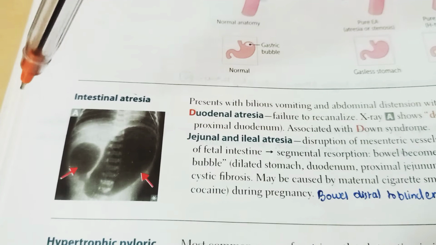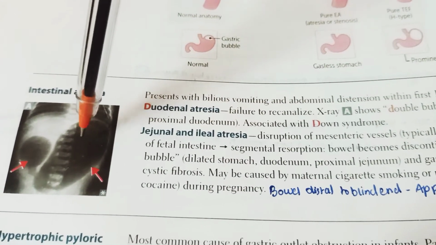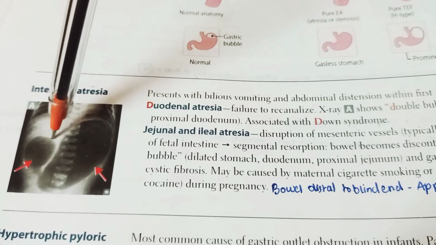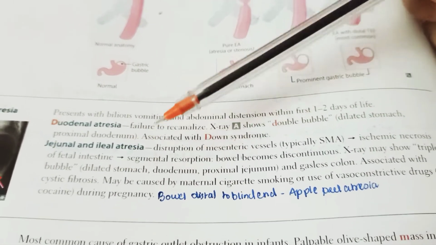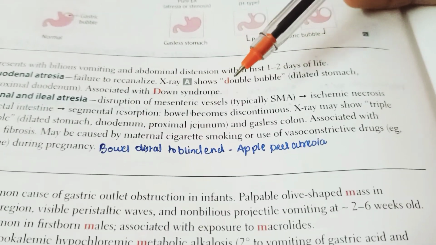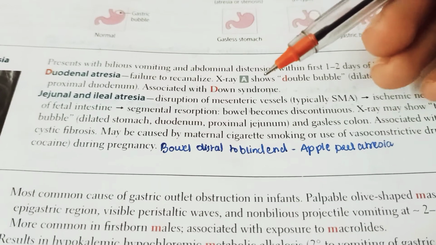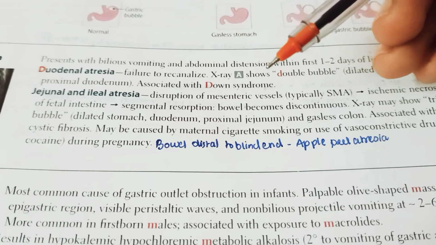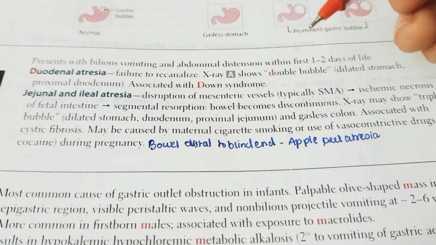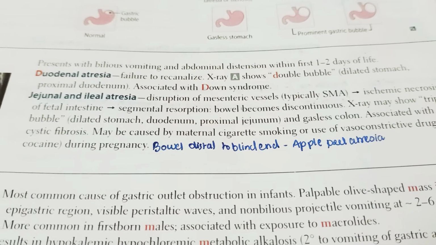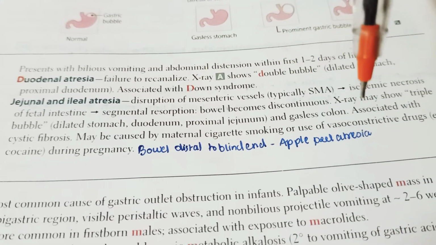Of course, the diagram is not here, but you can understand. Here all three structures are swollen: the stomach, the duodenum, and also the jejunum, because of this atresia. Typically, this problem is because of the superior mesenteric artery. The superior mesenteric artery supplies the midgut structures, so when it gets infarcted, the structures it supplies become ischemic, and because of that there is a triple bubble sign and gasless colon.